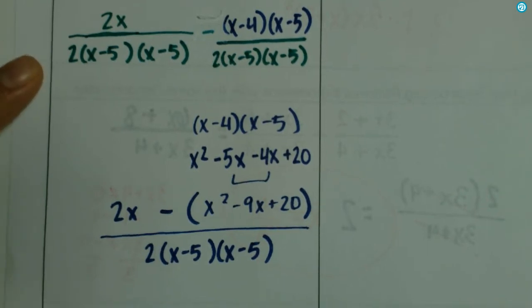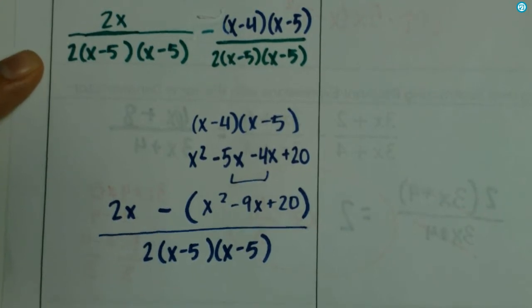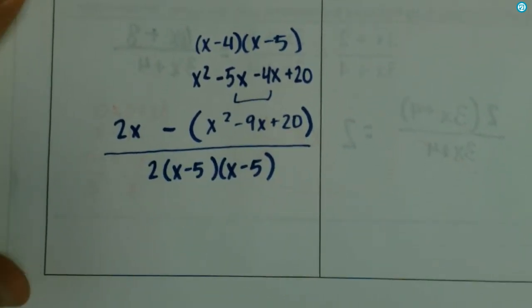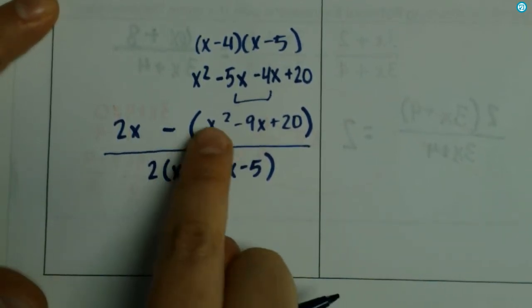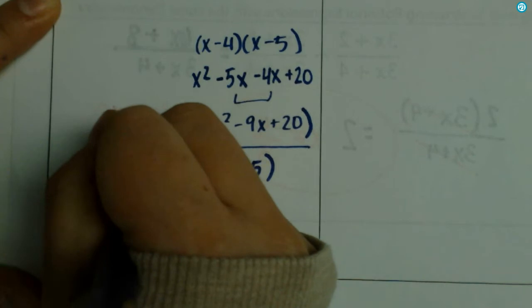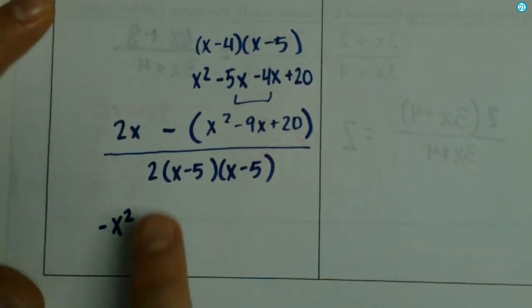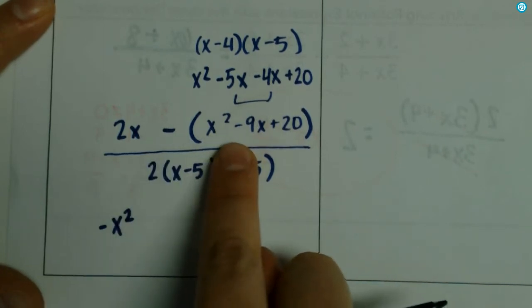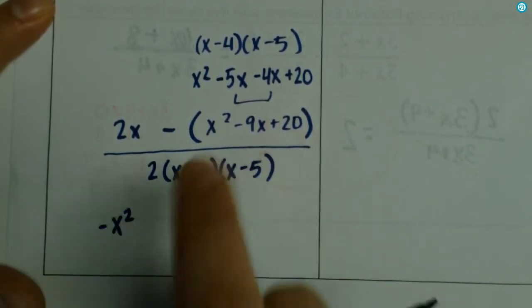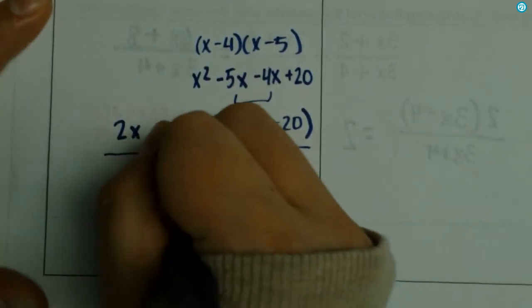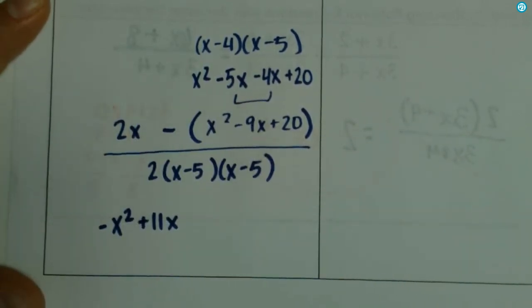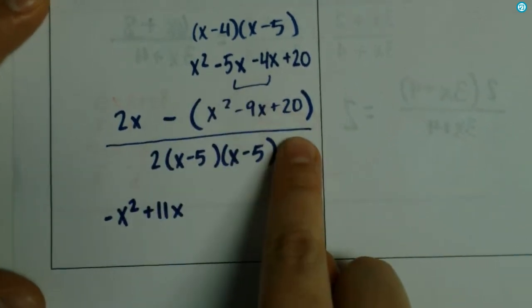We got one more step, and that's just to combine like terms on the top there and do that subtraction. So, writing things in standard form, we want our x squared first. So this is going to be negative x squared. Then we'll do 2x minus negative 9x. Minus negative is adding, so it'll be 2x plus 9x. That'll be plus 11x. And then minus this 20.